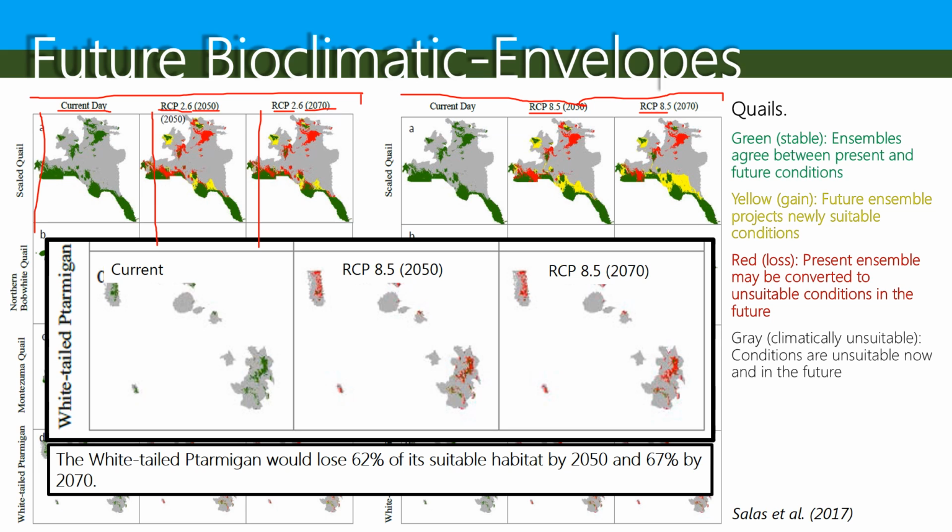Among the quails, I want to highlight the white-tailed ptarmigan, because the white-tailed ptarmigan would lose 62% of its suitable bioclimatic habitat by the year 2050, and 67% of its bioclimatic habitat would be lost by the year 2070.